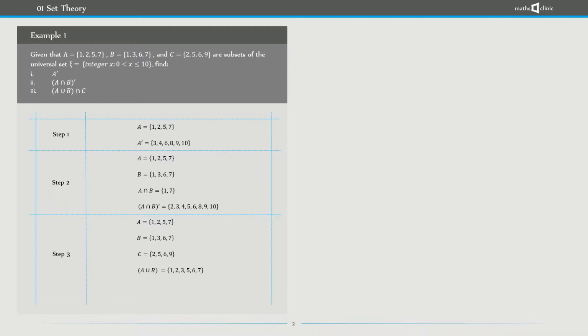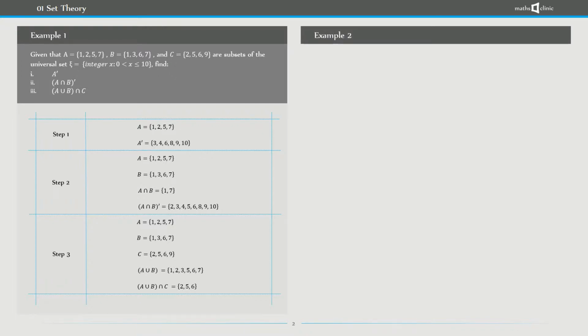The next thing we want to find is A union B intersect C. So we have A union B, and we need to find elements that are in A union B and that are also in C. Looking at that, you have 2, 5 and 6. And that is how you solve a question like that. Okay, let's move on to the next example, example 2.